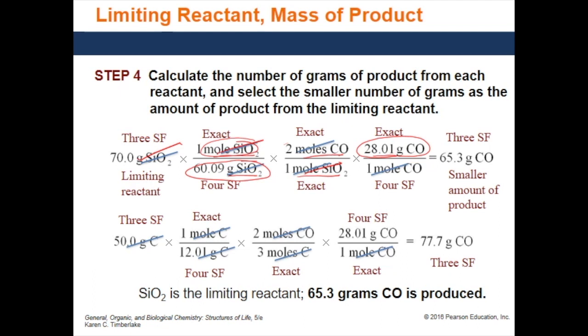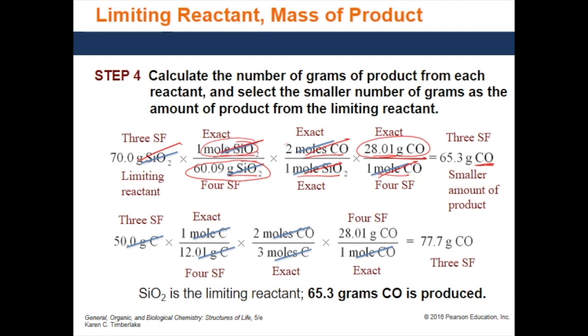Once I have moles of carbon monoxide, I can go to grams of carbon monoxide by using molar mass. 1 mole of carbon monoxide weighs 28.01 grams of CO. To cancel the moles of CO, I divide by moles of CO and multiply by grams. Again, moles and moles would cancel. Our final answer is in grams of CO.